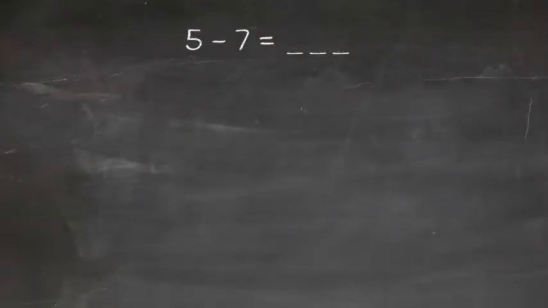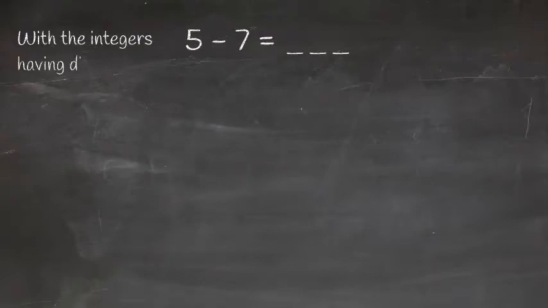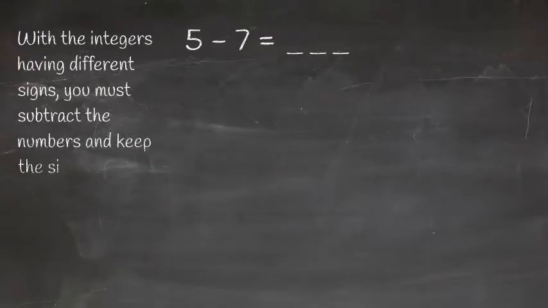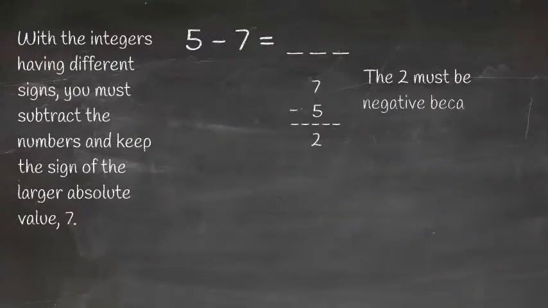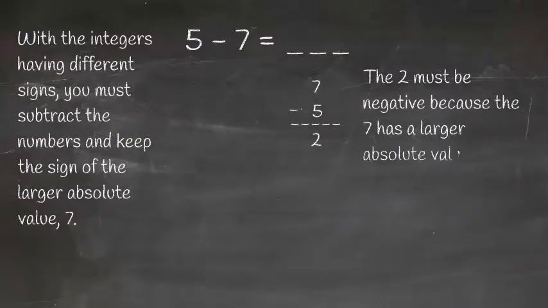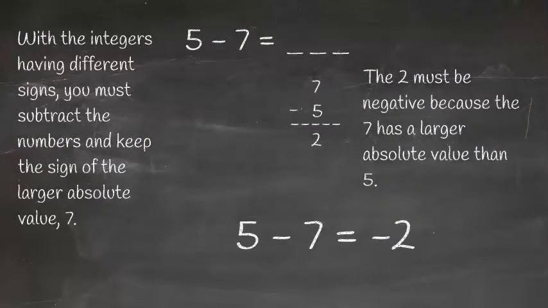Five minus 7 equals what? With the integers having different signs, you must subtract the numbers and keep the sign of the larger value, which is 7. So 7 minus 5 is 2, and the 2 must be negative because 7 has a larger absolute value. So 5 minus 7 is -2.